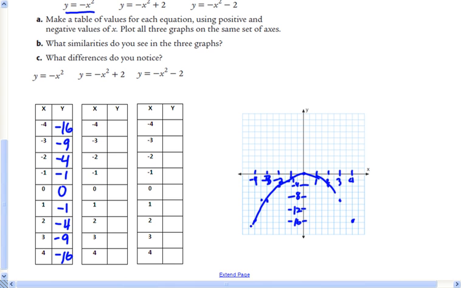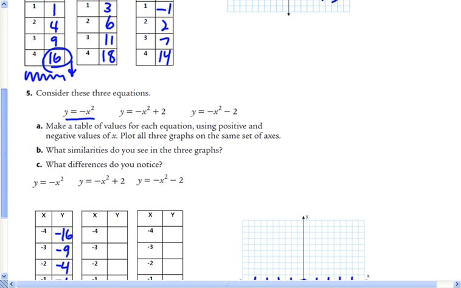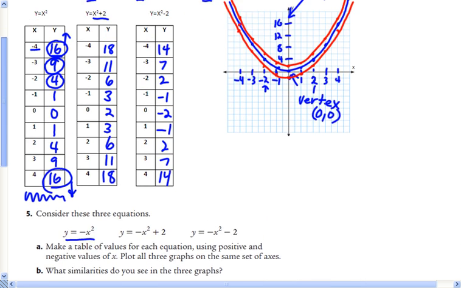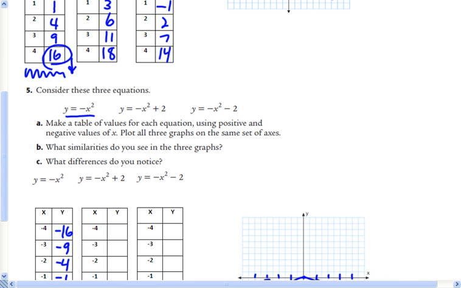And so now you can see what the opposite of y equals x squared looks like. It's just a mirror image of the x squared, just upside down. Okay. Last thing I want to do here is just answer some of these questions.